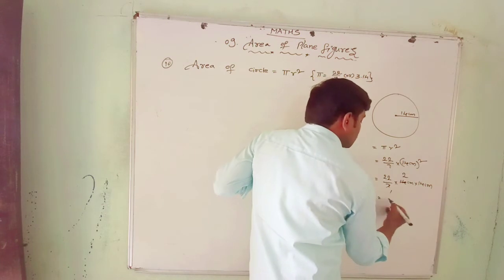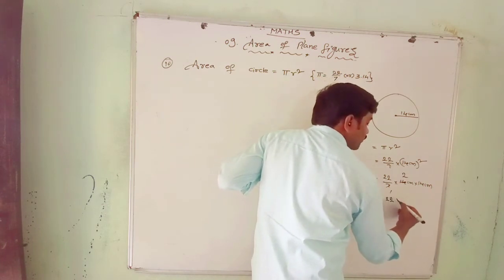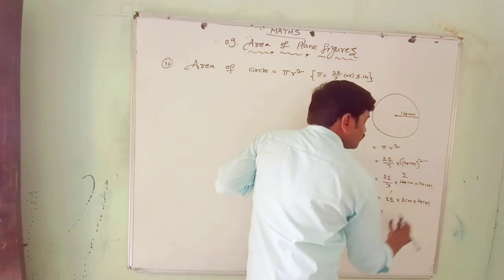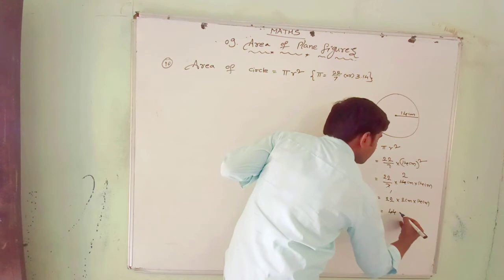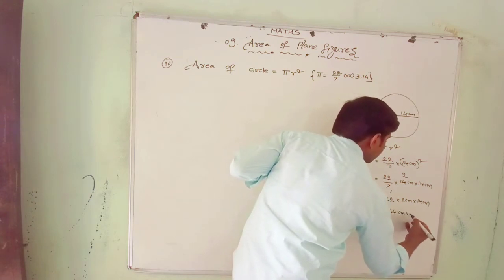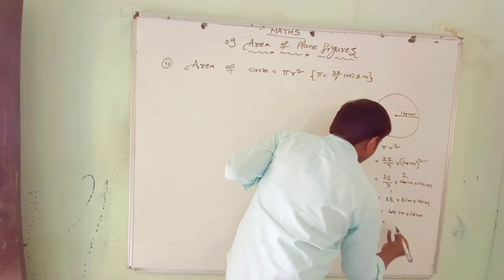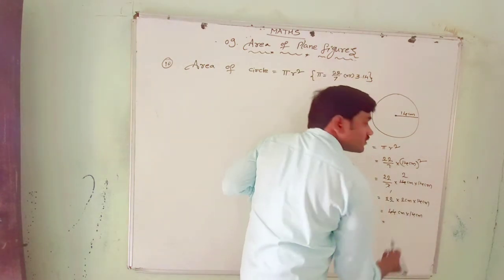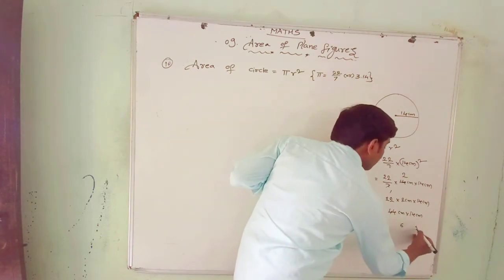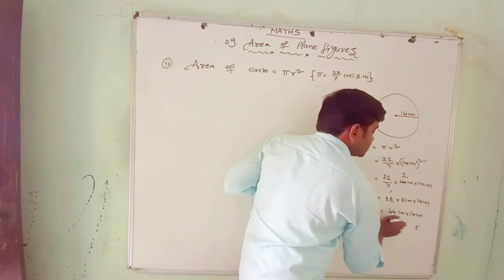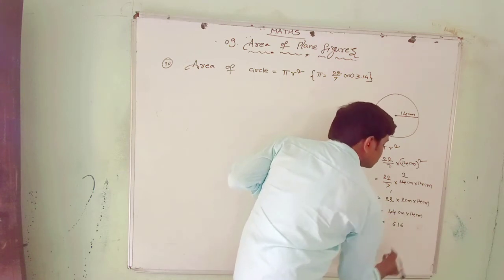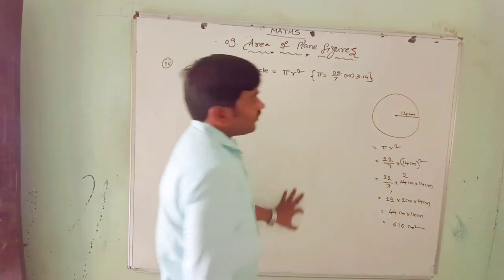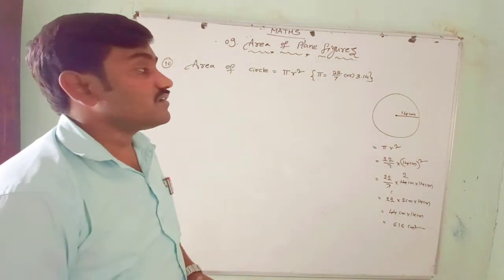7 ones are 7, 7 twos are 14. So now the leftover numbers are 22 into 2 centimeter into 14 centimeter. Now 2 into 22, that is 44, into 14 centimeter. Here 14 fours are 56, so 5 carry, 14 fours are 56 and it is 616 centimeter square. Now in this way we can find out the area of circle.